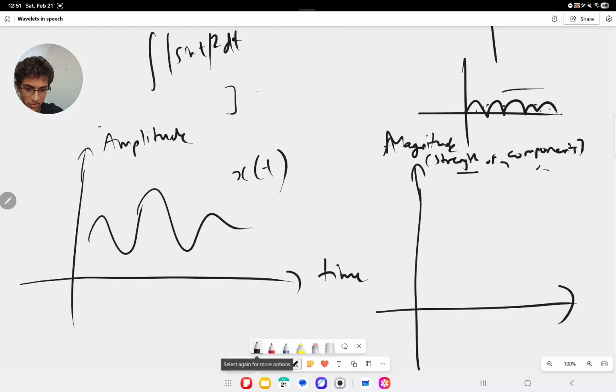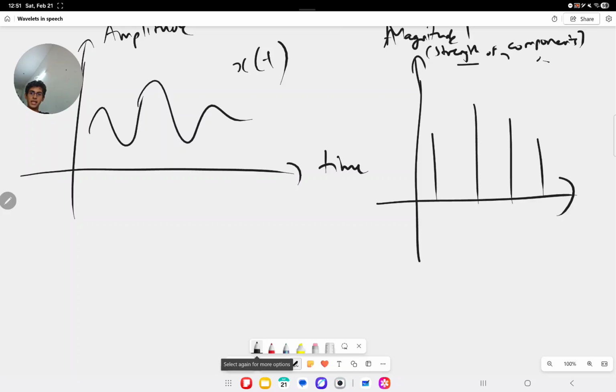So this would appear as peaks. Now, why am I explaining this? When you're looking at a signal, you're observing the signal in your continuous time domain. Can you say anything about the frequencies? No, you cannot. You don't know anything about the frequencies.